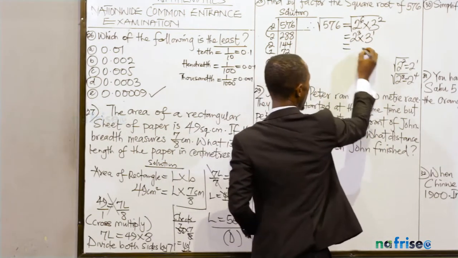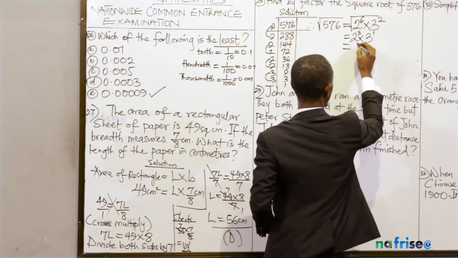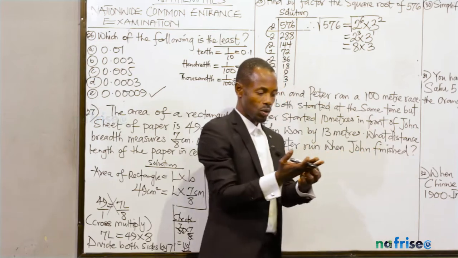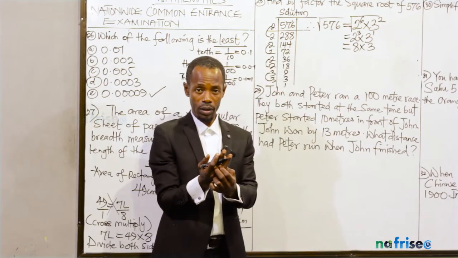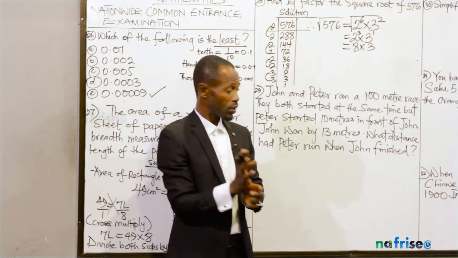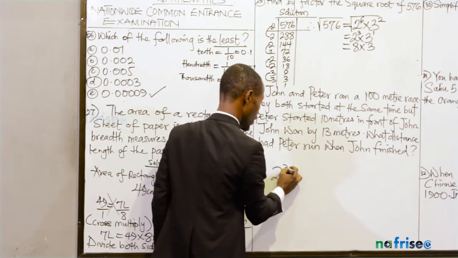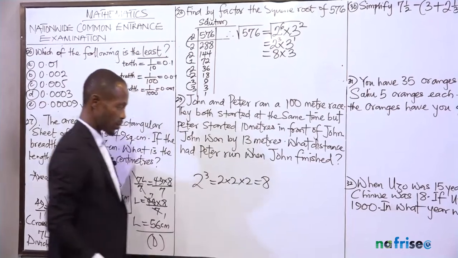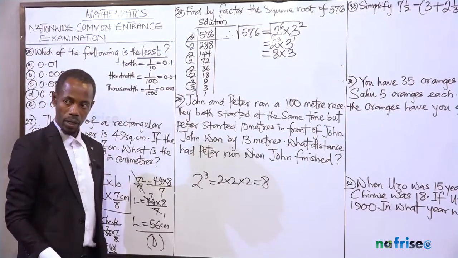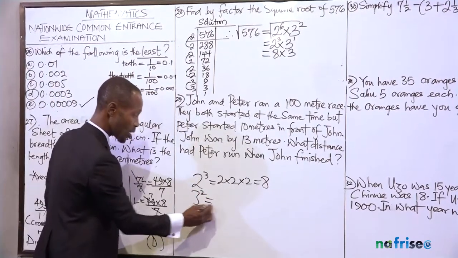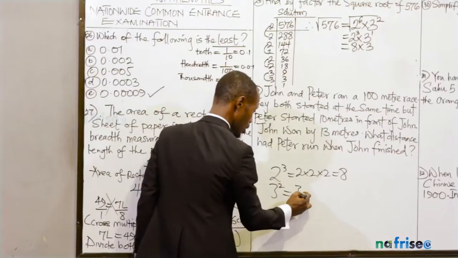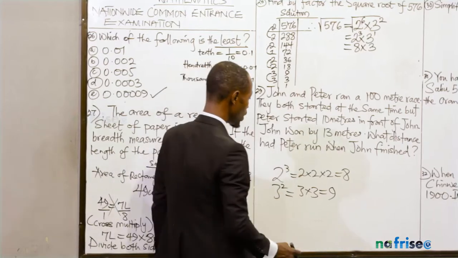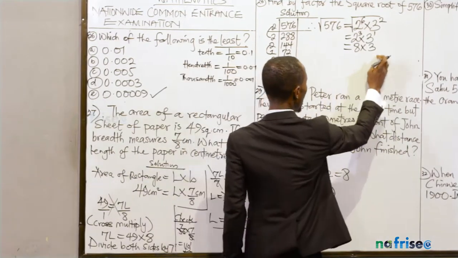Wow, what's 2 raised to the power of 3? This is 8 times 3. 2 raised to the power of 3 is 2 times 2 times 2. Don't call it 6. 2 raised to the power of 3 is not 6. If somebody gives you 2 raised to the power of 3, know this is 2 times 2 times 2, which is 8. Is that clear? And 3 raised to the power of 2 is not 6. It is 3 times 3, which is 9. So what you're going to have will be 8 times 3.